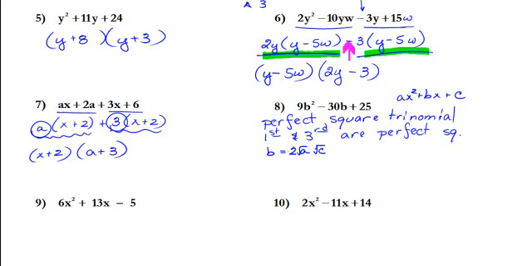9b squared. That is a perfect square because it's 3b times 3b. Okay, last term, 25. 25 definitely a perfect square. It's 5 times 5. Okay, so 3b and 5. If I were to multiply those two together, I get 15b. And then if I double it, I get 30b. That's my middle term. This is a perfect square trinomial.